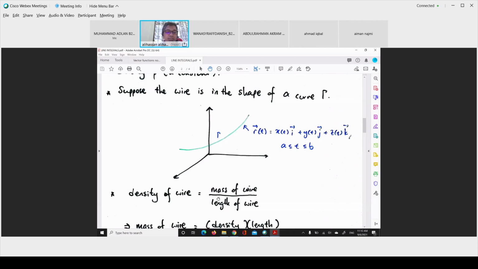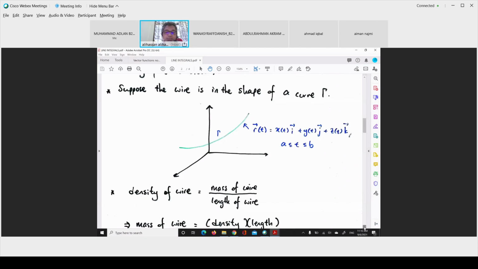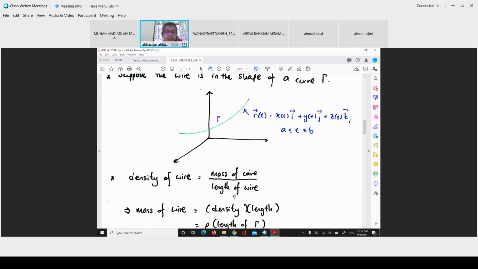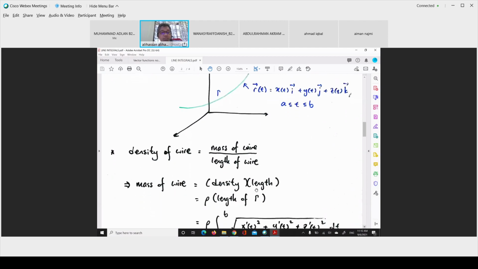The mass of a wire is the density times the length of the wire. We can determine the length of the wire from the previous integral formula. So mass is then density of wire times the length of the wire, right? Now, if the wire has a uniform density, so density is some constant rho.